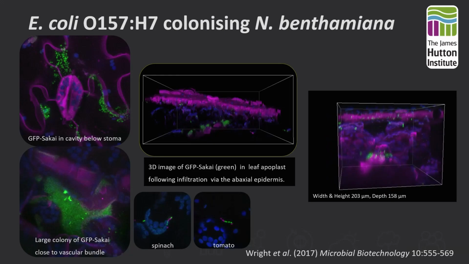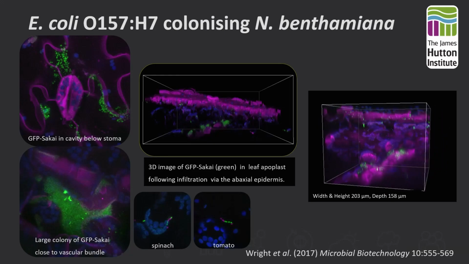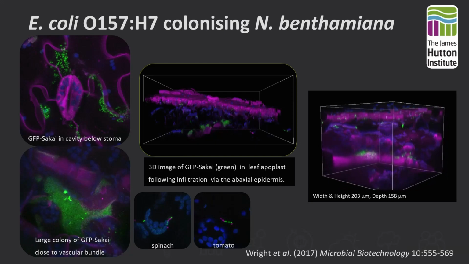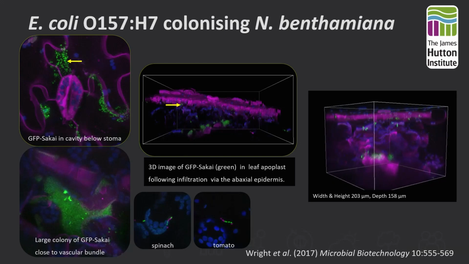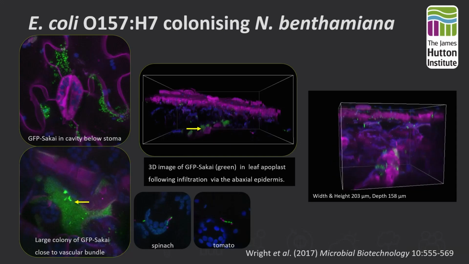I infiltrated Nicotiana benthamiana leaves with the bacteria expressing green fluorescent protein, and you can see that they form large colonies here inside the leaf underneath the epidermal cells, and also deeper near the vascular bundles.